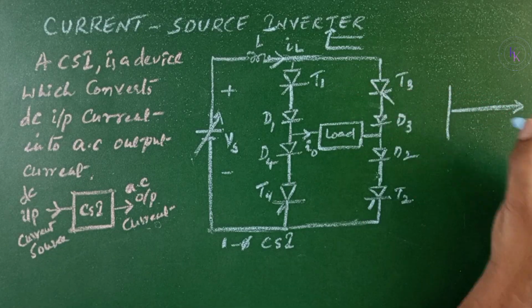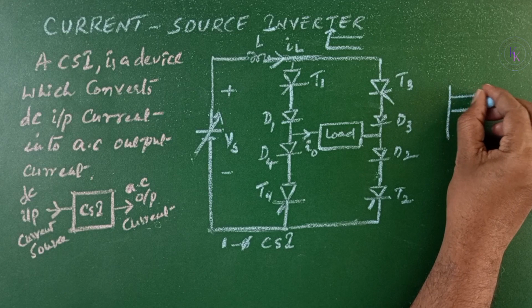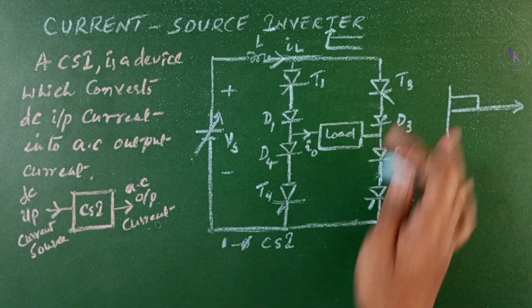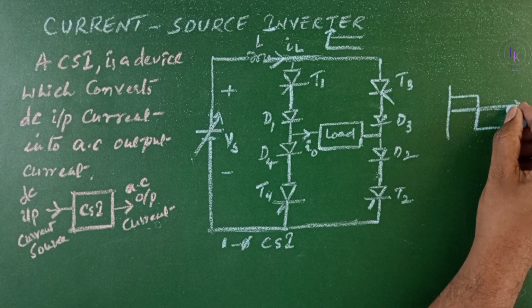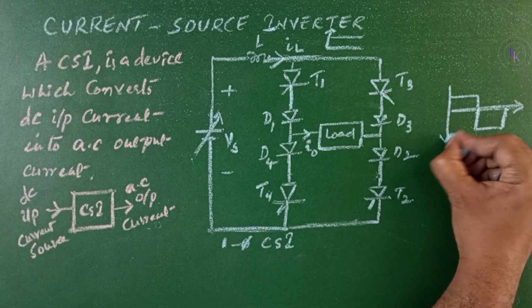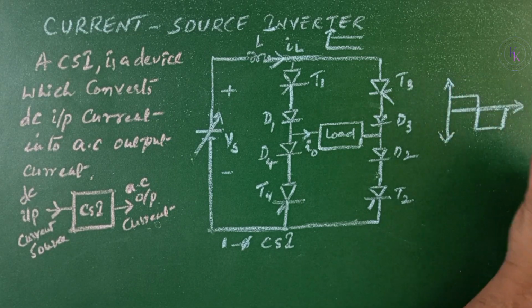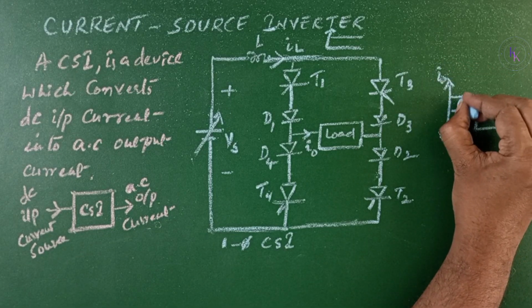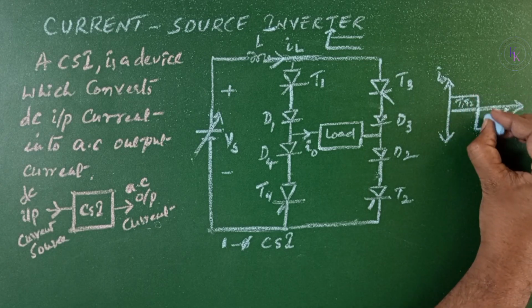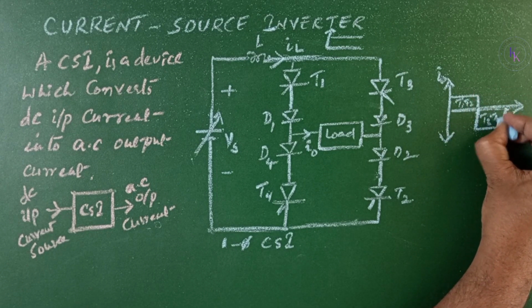Here, when T1, T2 are on, if I show the load current as positive, then when T3, T4 are turned on, I can show the load current in the reverse direction. This is my output current I0. Here T1, T2, here T3 and T4.